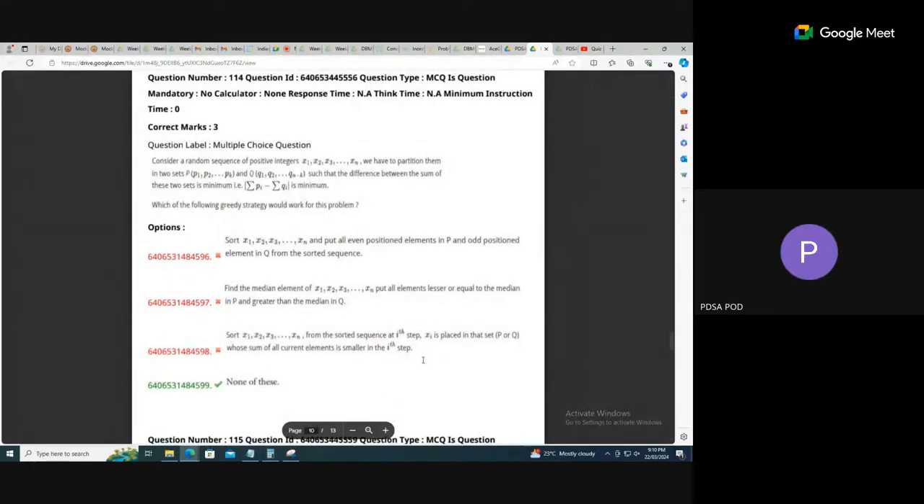Okay, the second one, median elements. Find the median element of the complete set. That definitely will not work. Yes, definitely doesn't work. Okay. The third one: sort the elements, and again, from that, x_i is placed at set P2.